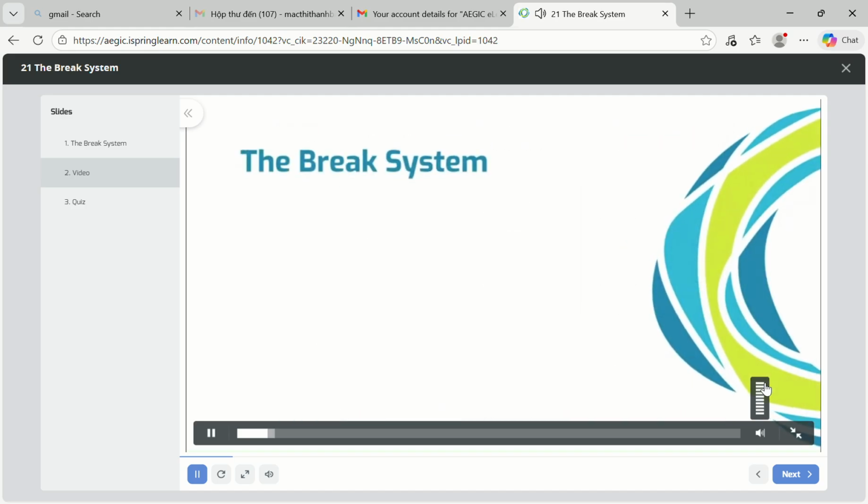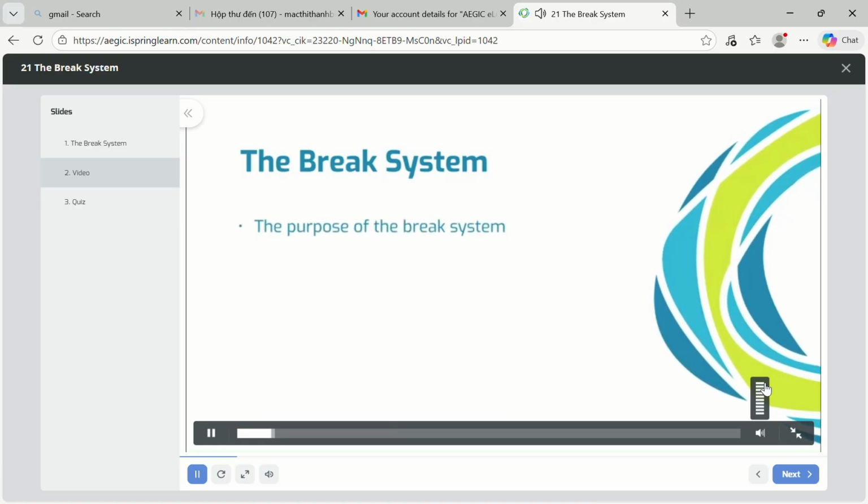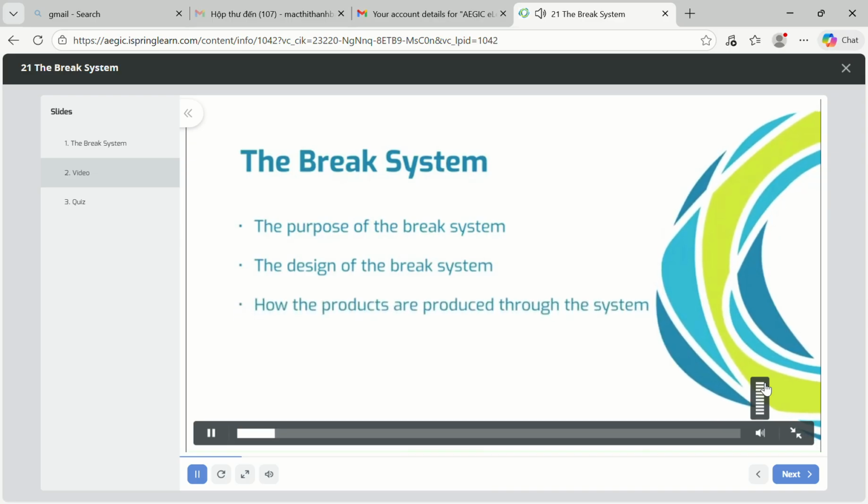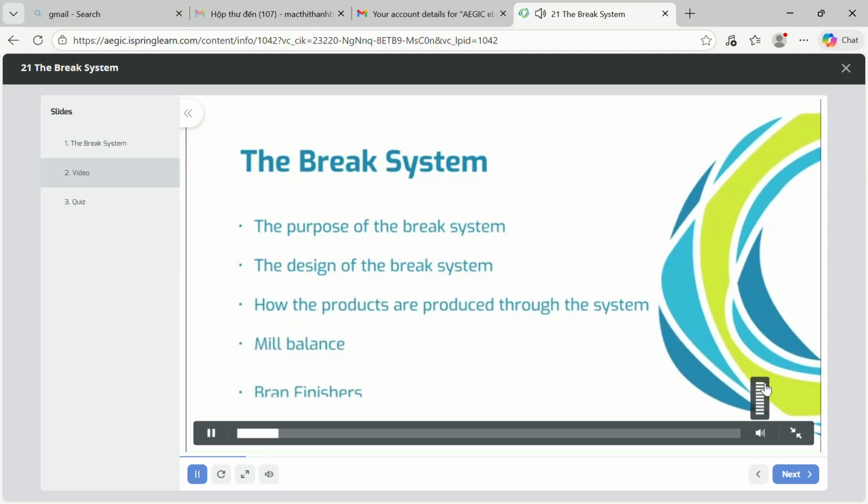In this chapter, you will learn about the purpose of the break system, the design of the break system, how products are produced through the system, mill balance, and bran finishes.